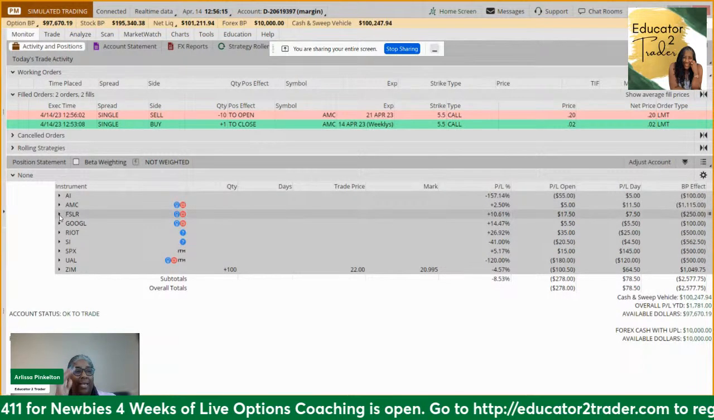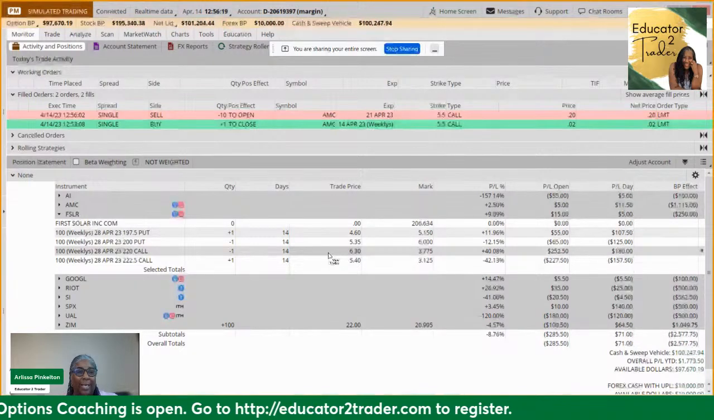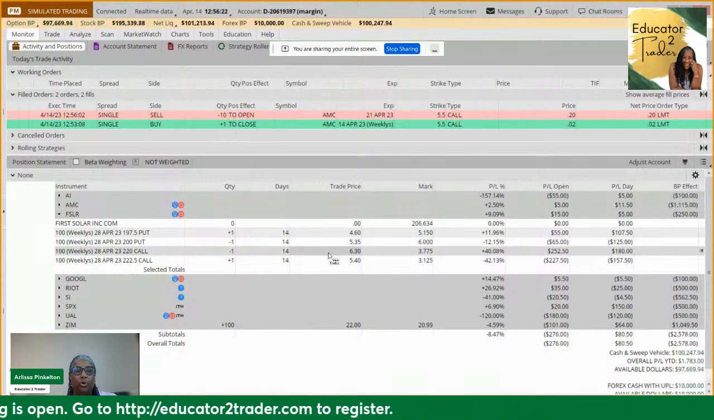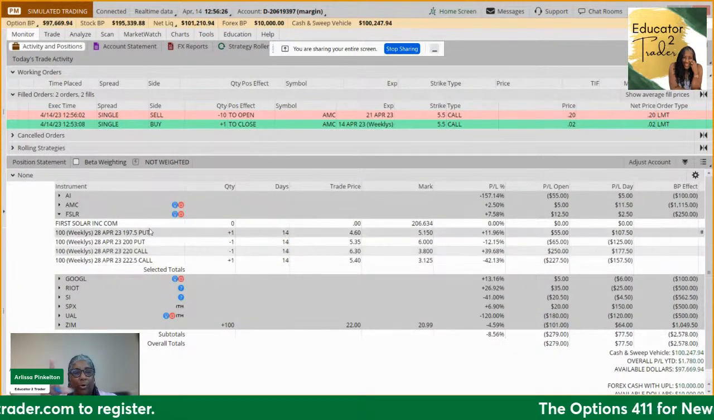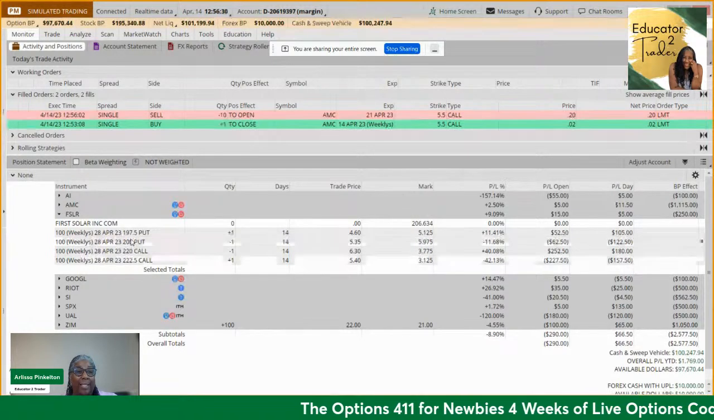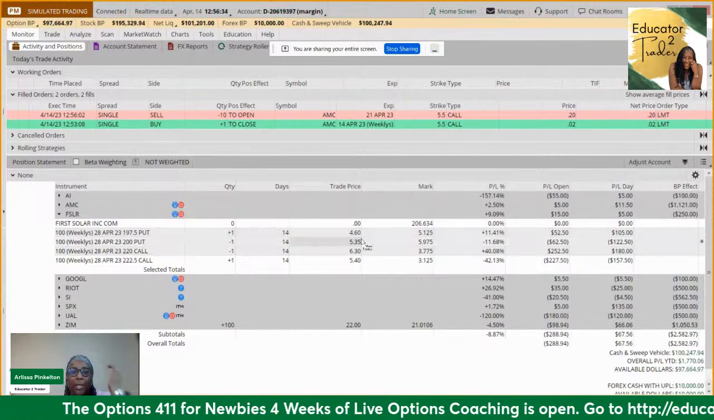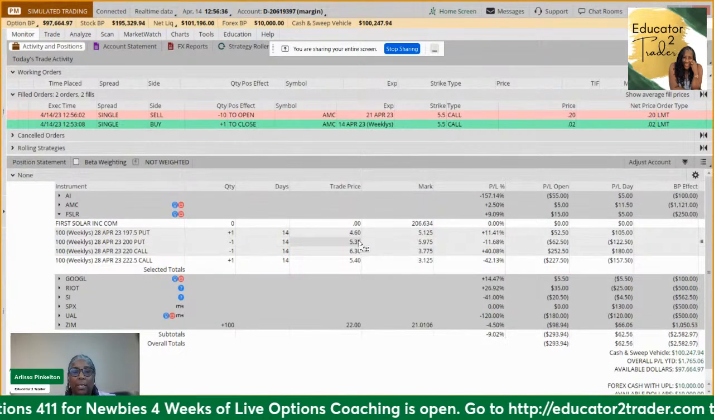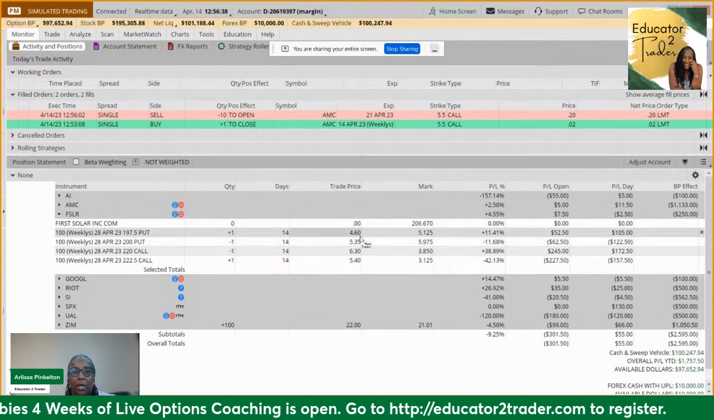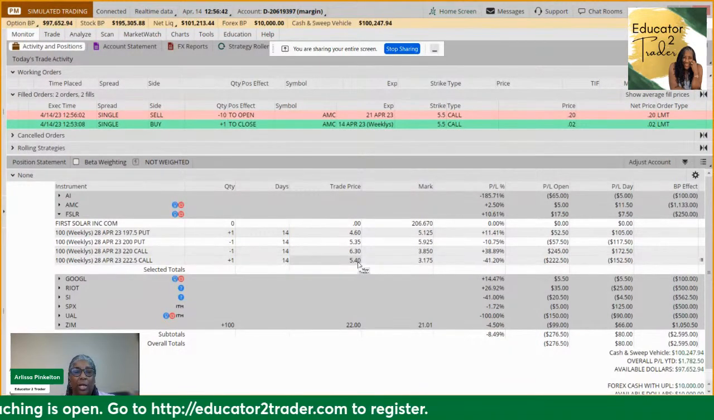All right, let's look at First Solar. First Solar, we decided to do an iron condor. An iron condor is when you have a call credit spread and a put credit spread all together. Let's see how it's going so far. We picked April the 28th for our iron condor. Our trade price, we took in $70 here, $65 on one side, and we took in $90 on the other side. So we took in $165 total.